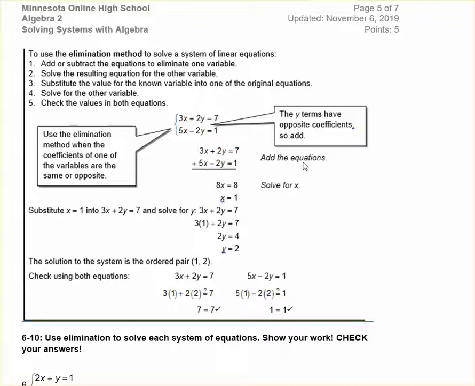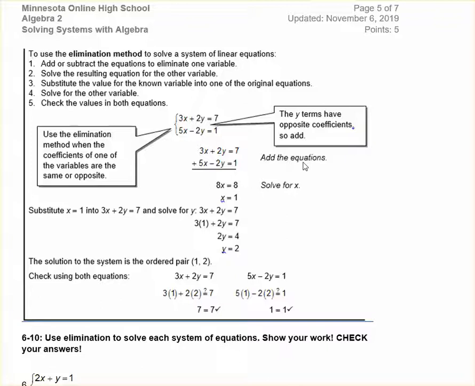Alright, so here's our steps to use elimination. The first step is you add or subtract the equations to eliminate one variable. This doesn't always work. This only works if it is set up already. So in these first problems, they'll all be set up, and we can start with step one. This example shows you what set up means.